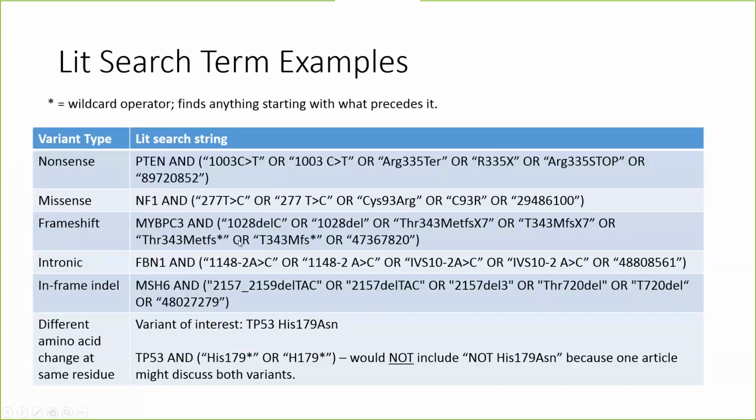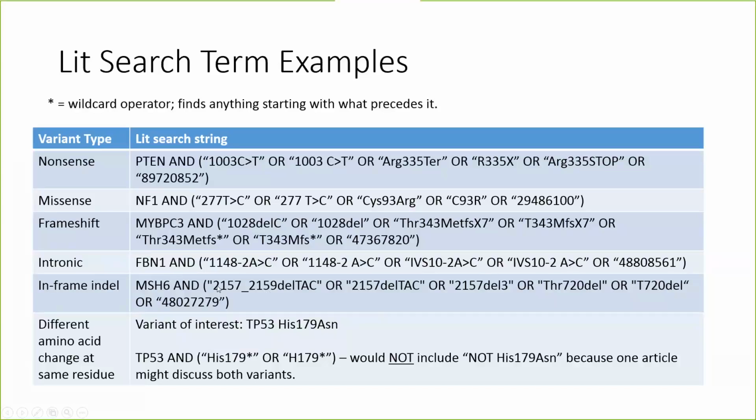For intronic variants, again, we have the cDNA sequence first, and then also the IVS, so the intronic position, which intron it is in. Some publications will just give this information. For an in-frame indel, this is another one where publications might try to save space in columns and leave out some of the HGVS nomenclature.